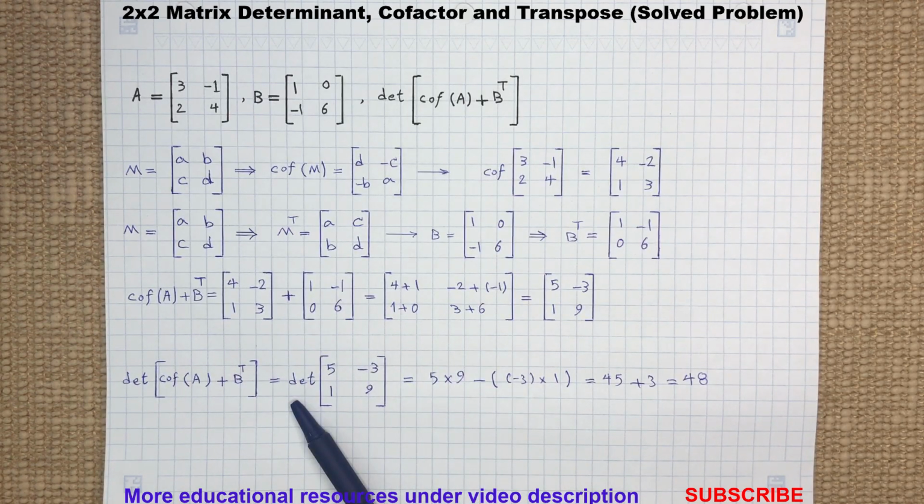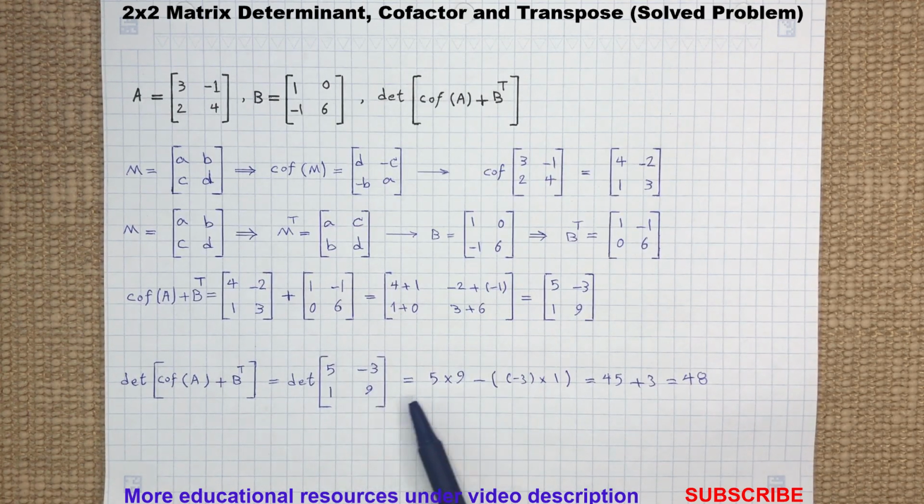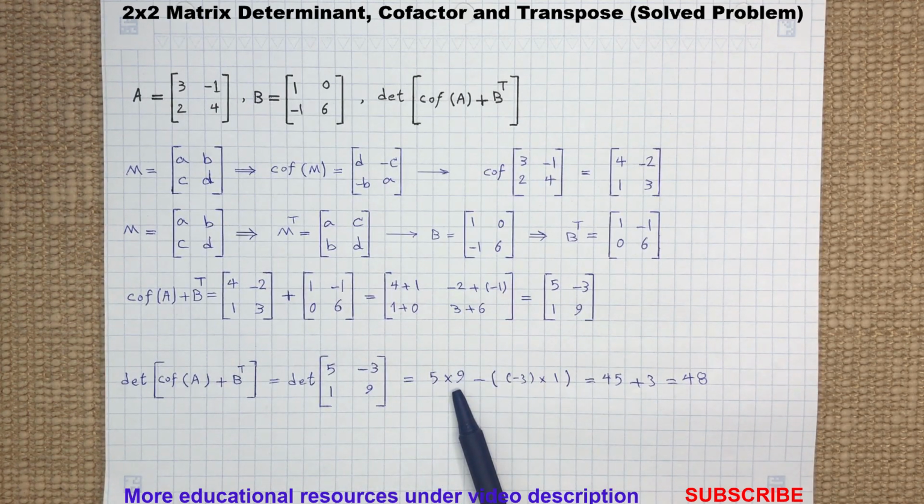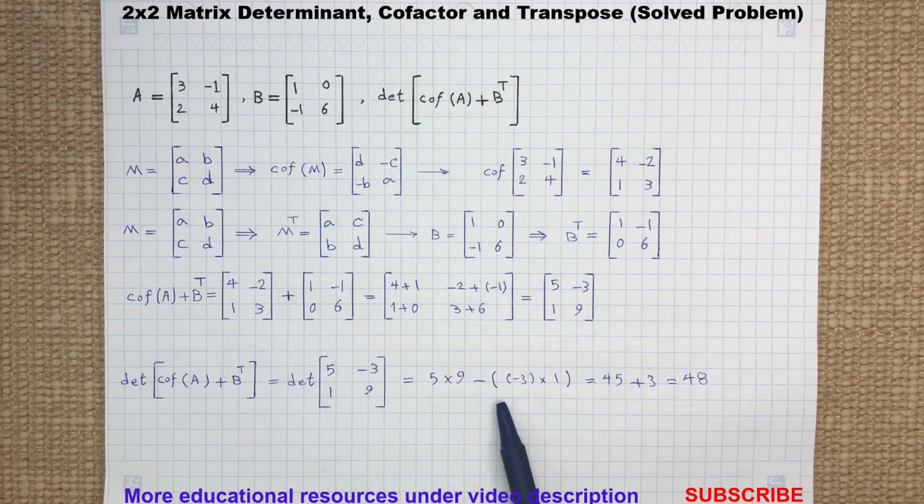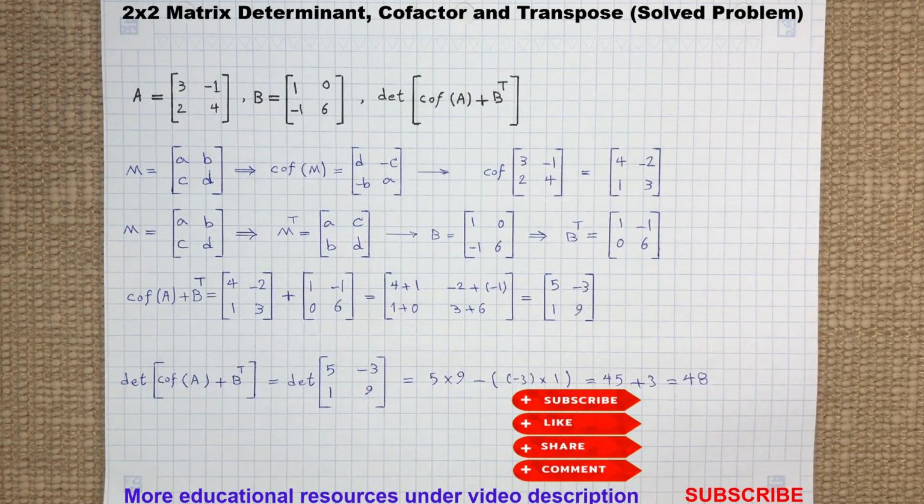And finally, the determinant of this matrix will be multiplying the main diagonal elements, 5 times 9, and then subtracting from it the product of the opposite diagonal elements, -3 times 1, which results in 48.